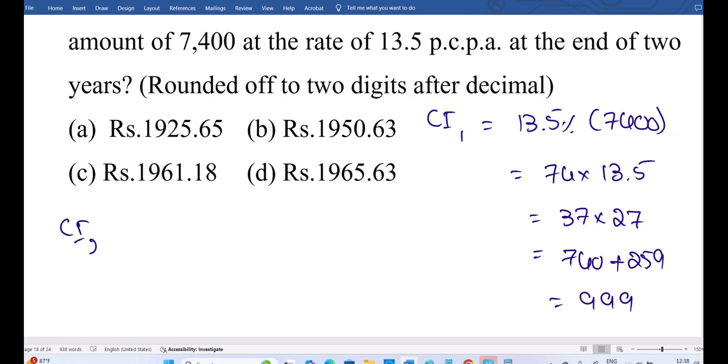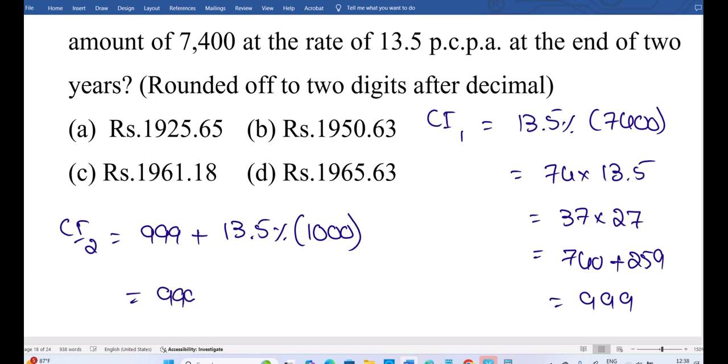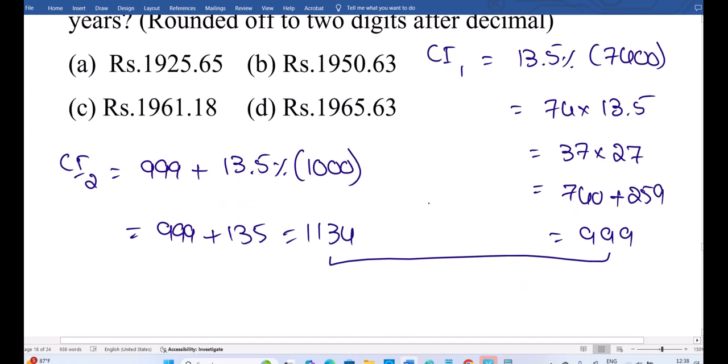Second year, how much interest? 999 plus 13.5% of triple nine. Let it be 1000; round off nearby, triple nine is nothing but 1000 only. So let's take 1000 for ease of calculation. Then it will be 135. Triple nine plus 135 is 1134. So adding these two, what is the 2 years compound interest?